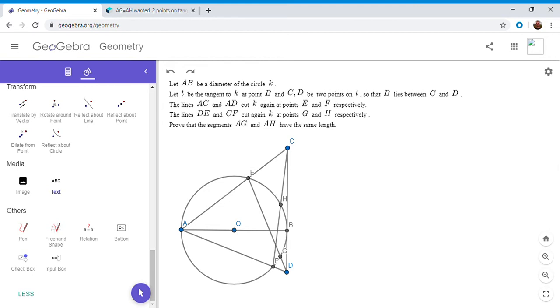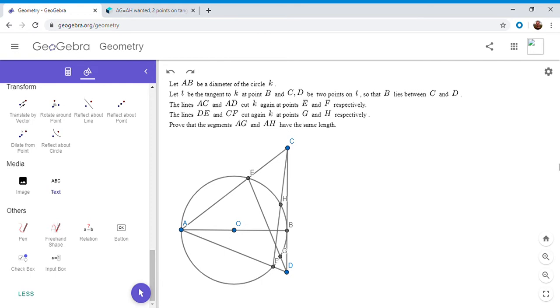Alright, so now I will go over it. AB is the diameter of a circle, called K in the problem statement. We have a tangent line at B to that circle, and C and D are two points on that tangent line surrounding B. They can be any two points, so that gives the problem a good amount of flexibility.